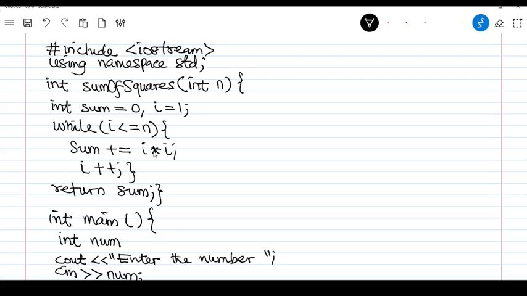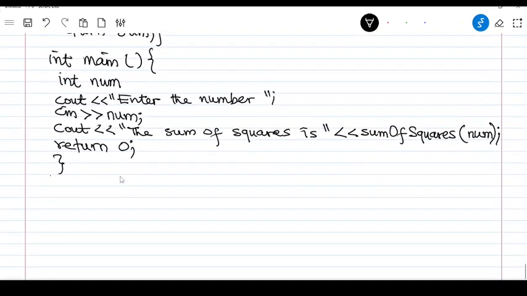It increments i again by 1. i becomes 3. It comes again. What is 3 times 3? 3 times 3 becomes 9. It adds that value to the 5, which is the value of sum. So 5 plus 9 becomes 14, just like the example that they gave. So that is what this particular example is all about.